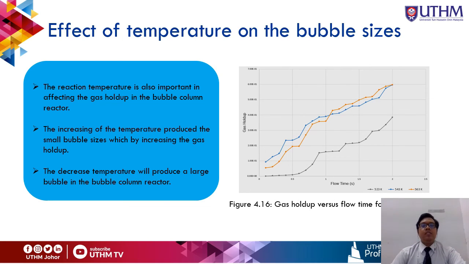Next, effect of the temperature on the bubble size. The reaction temperature is also important in affecting the gas holdup in the bubble column reactor. We can see on the graph in figure 4.16 that increasing the temperature will increase the gas holdup. The increasing of the temperature produces a small bubble size, which increases the gas holdup, while decreasing temperature will produce a large bubble in the bubble column reactor.